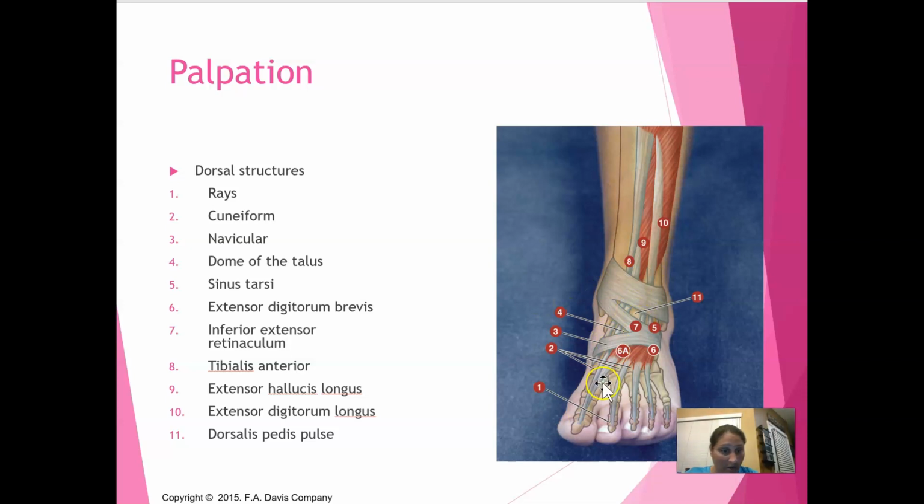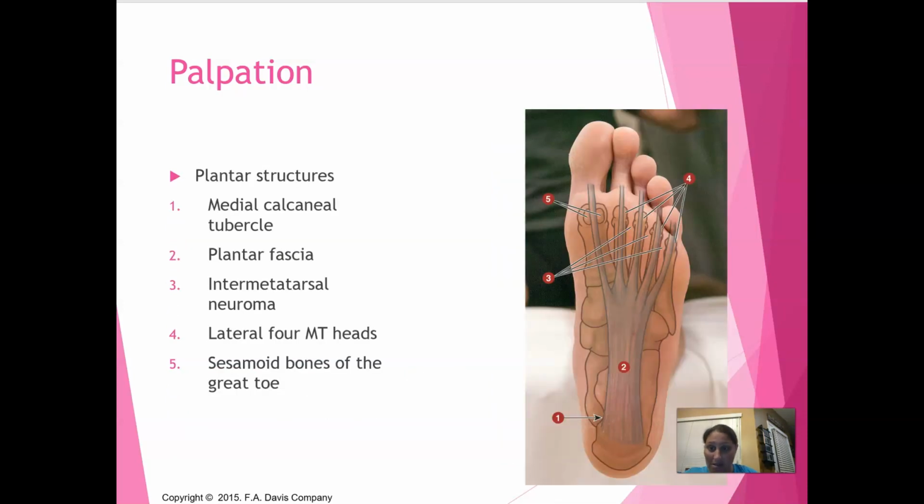I do want to point out, look at 11. That is where the dorsal pedal pulse is. Okay. And then the plantar surface, where, again, you can palpate the calcaneus, the plantar fascia, and a lot of the flexors.